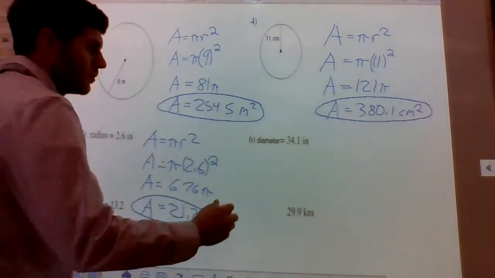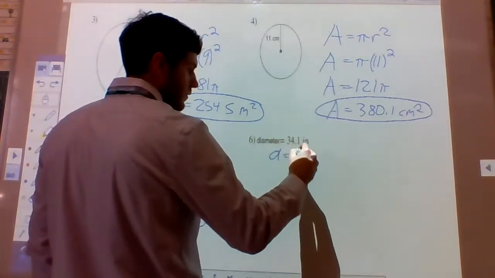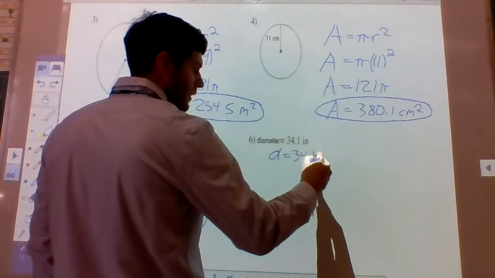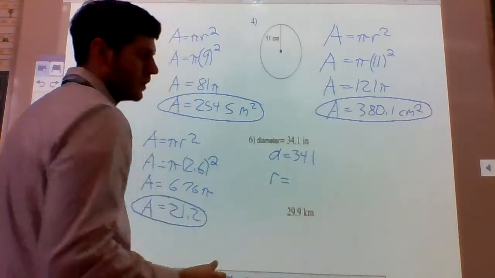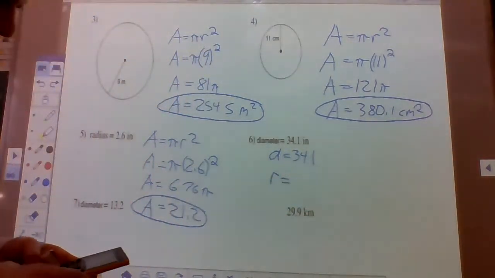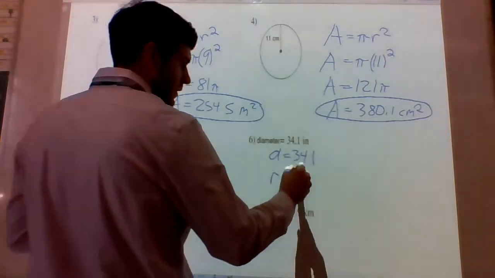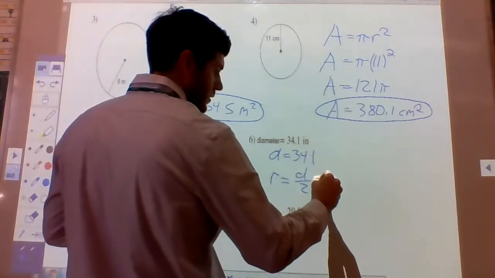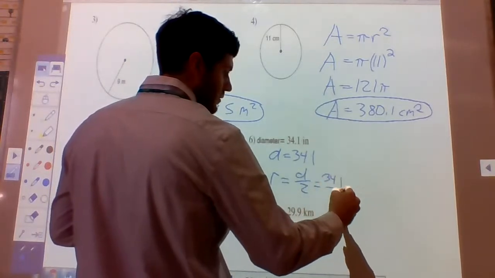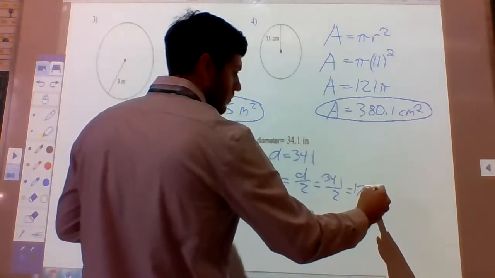Diameter is 34.1. So to find the radius, we have to divide by 2. So radius is going to be the diameter divided by 2. So 34.1 divided by 2 is going to give us 17.05.